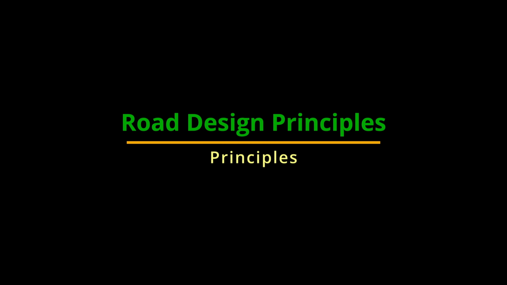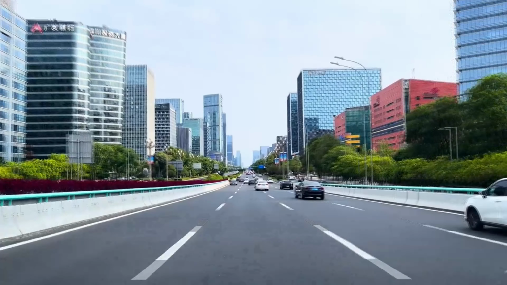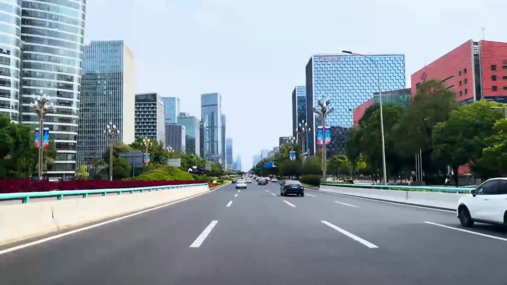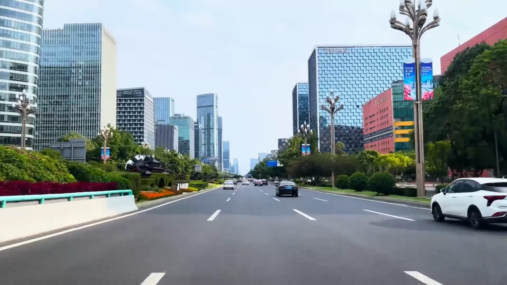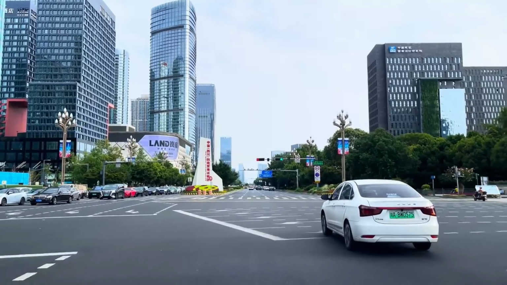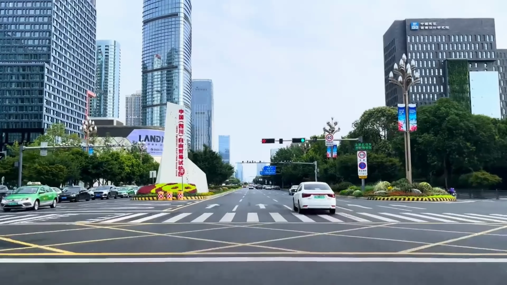Chapter 1. Principles of Highway Design. The first principle of highway design is safety. A highway must be designed to forgive human mistakes. Drivers may become tired, distracted, or overconfident. Therefore, roads are engineered to reduce the possibility of accidents and minimize damage if accidents occur.